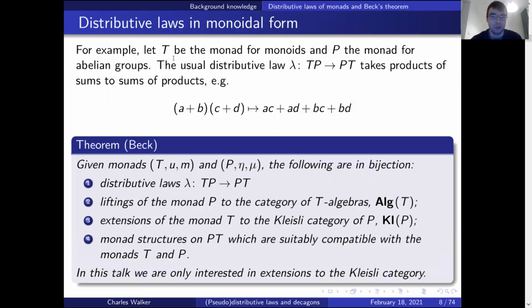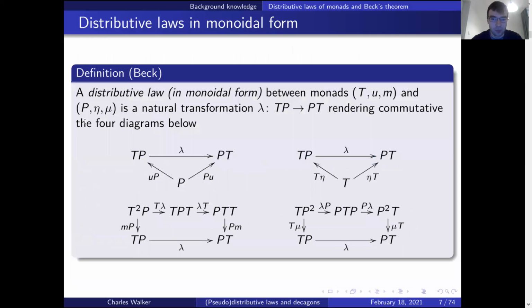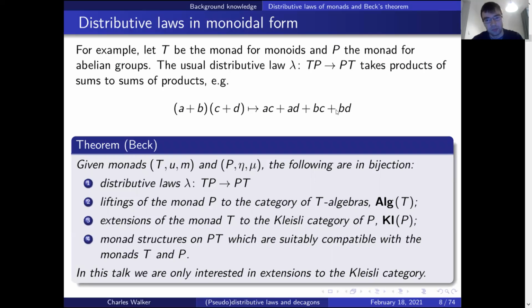The most basic example would be where T is the monad for monoids and P is the monad for abelian groups. Then the usual distributive law of multiplication and addition, which is this map from TP to PT, is just taking products of sums to sums of products. Right, so we take a product of sum to a sum of products like this. And you can verify that this satisfies all the coherence axioms listed here. Right, and in this case, you'll get a composite monad, and the composite monad will be the monad for rings.